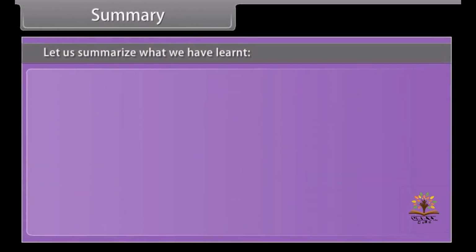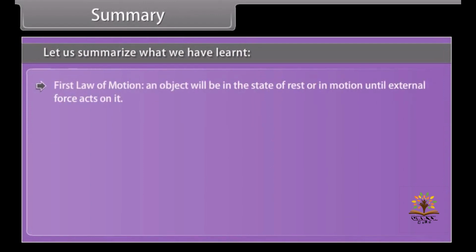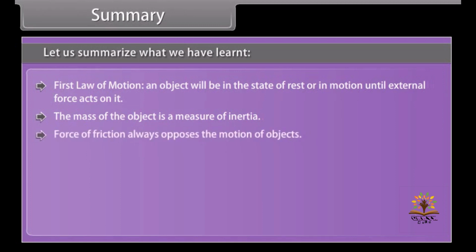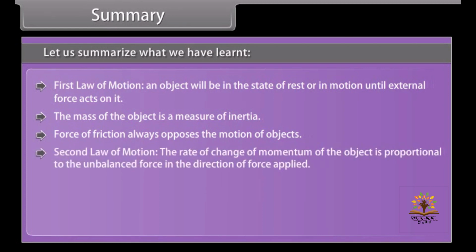Summary. Let us summarize what we have learned. First law of motion. An object will remain in the state of rest or in motion until an external force acts on it. The mass of the object is a measure of inertia. Force of friction always opposes the motion of objects. Second law of motion. The rate of change of momentum of the object is proportional to the unbalanced force in the direction of force applied.